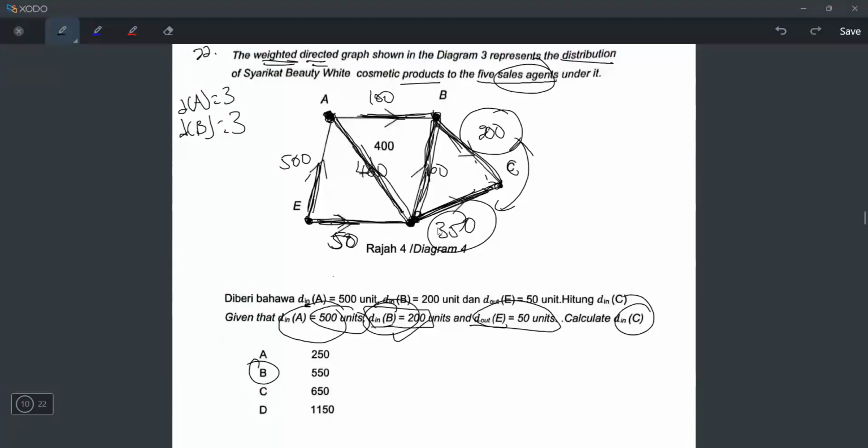Okay, why is it not 450 here? Because 100 goes up here. That's why. Because of 400, 450, 100 goes up here. That's why it's like that. Okay, let me just check the answer quickly because I'm not sure. Okay, yes, correct. The answer is B.